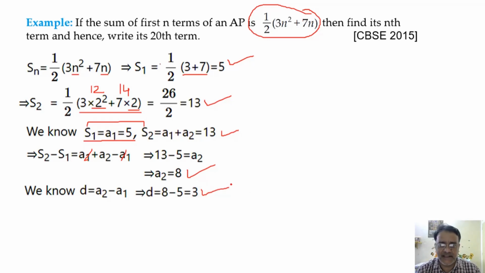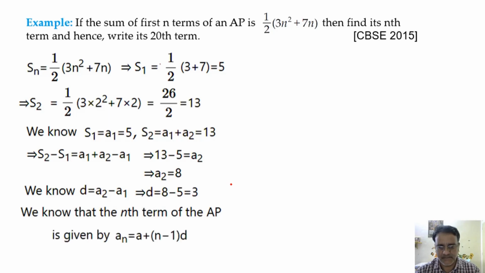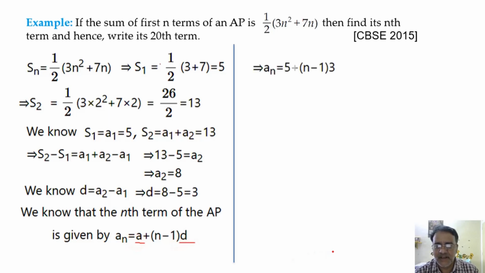Now we have to find the nth term. So for the nth term we will use the nth term formula, that is A plus n minus 1 into D. Right? We'll substitute the values of A and D here. So 5 plus 3n minus 3, we will get finally 2 plus 3n. This is the nth term of the given AP.